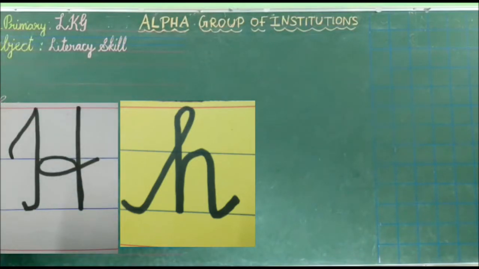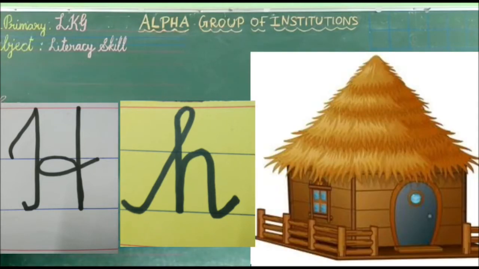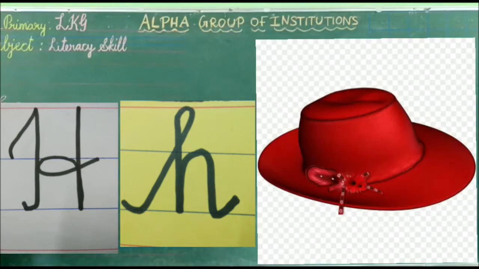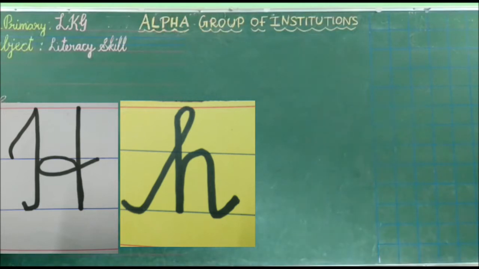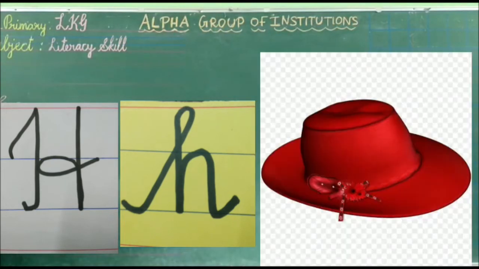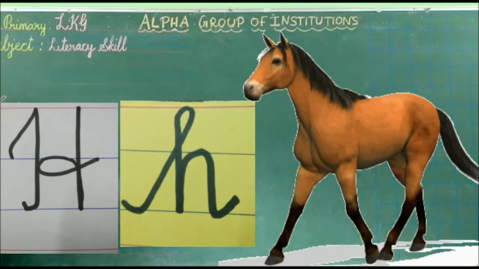What letter is this? H. This is capital letter and this is small letter. H sounds huh. H sounds huh. H for hut. Next, H for hat. H for horse. Very good. What letter is this? H. H sounds huh. H for hut. H for hat. H for horse. Very good.